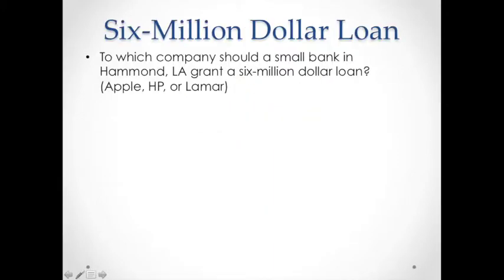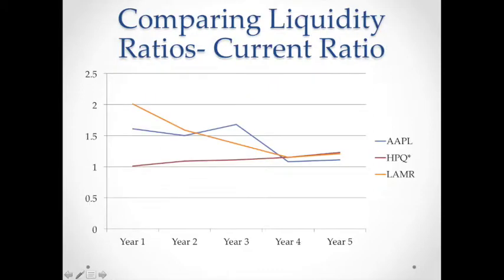The first scenario we are given is that we are a small bank in Hammond, Louisiana, and we will be giving a $6 million loan to a company of our choice. The companies we must choose between are Apple, HP or Hewlett-Packard, and Lamar Advertising Company. In order to determine which company we should select for the loan, we must evaluate a couple different ratios.